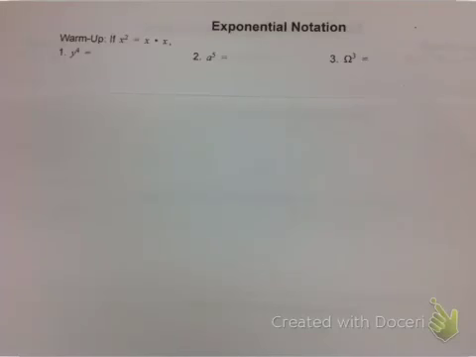Hi guys, today we are going to start learning about exponential notation. So for the warm-up, the example was x squared equals x times x. I know you guys already know that, but this is just to make sure that we understand what that exponent really means. So that means that y to the fourth power equals y times y times y times y. You're multiplying it four times. And a to the fifth means a times a times a times a times a.